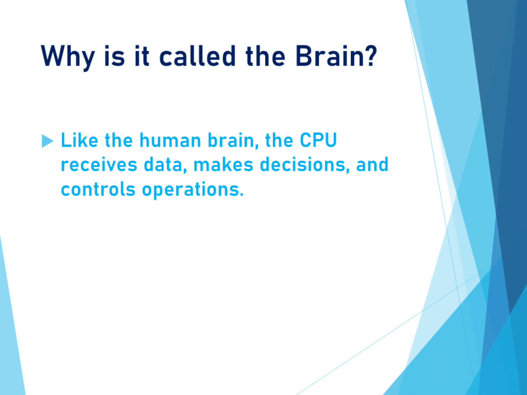It receives data from input devices like the keyboard and mouse, just as humans get information from the outer world through their senses. It processes that information, then it sends instructions to output devices such as a monitor or printer. In the same way, our brain processes information and gives signals to all body parts.